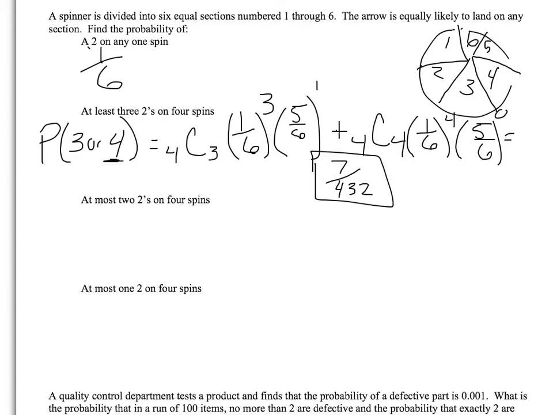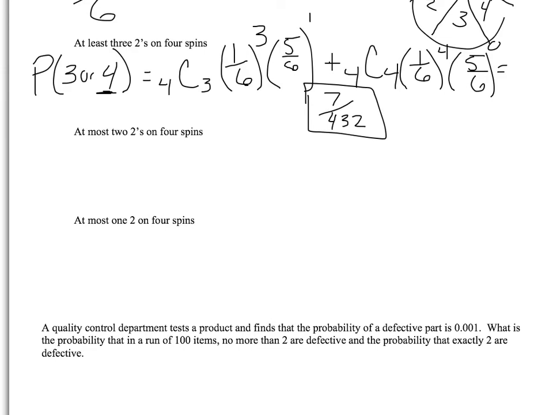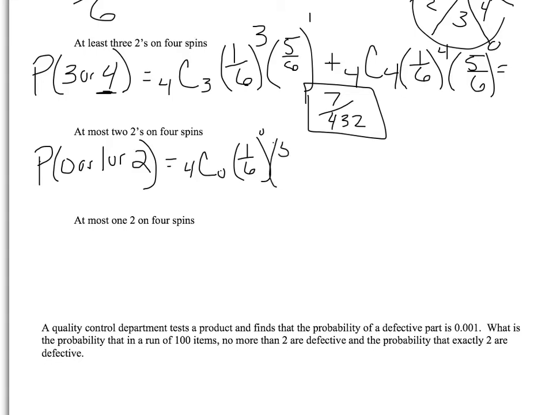At most 2 2s on 4 spins. At most 2 2s means that you would have 0 or 1 or 2 2s. If it's at most, that means 2 or less. So the probability of 0 would be 4 choose 0. Probability of spinning a 2 is 1/6. You want 0 of them. Probability of not spinning a 2 is 5/6. You want 4 of them.